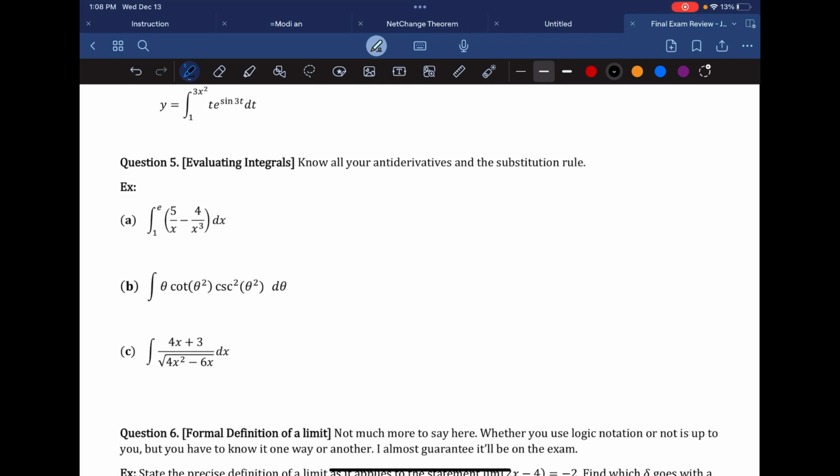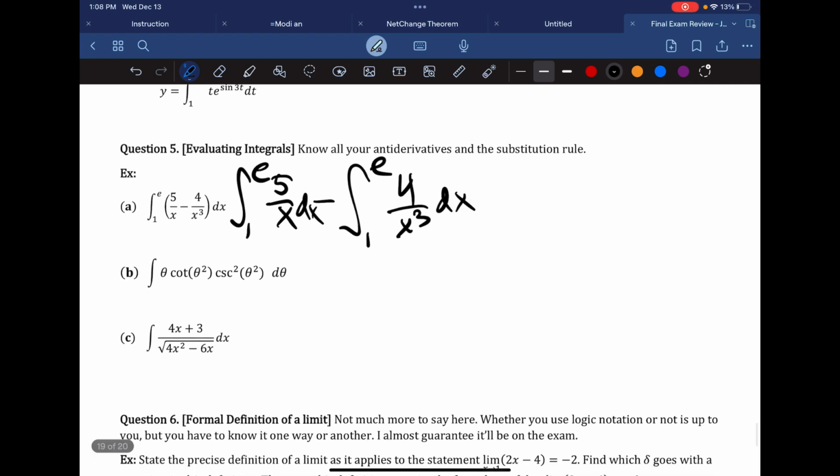Next up, we got integrals. For this first one, you got to remember that one of the properties of integrals is that if you're subtracting inside the integral, you can also be subtracting outside of the integral. So you can actually split this up into 2 different integrals, and it's going to make this problem doable.